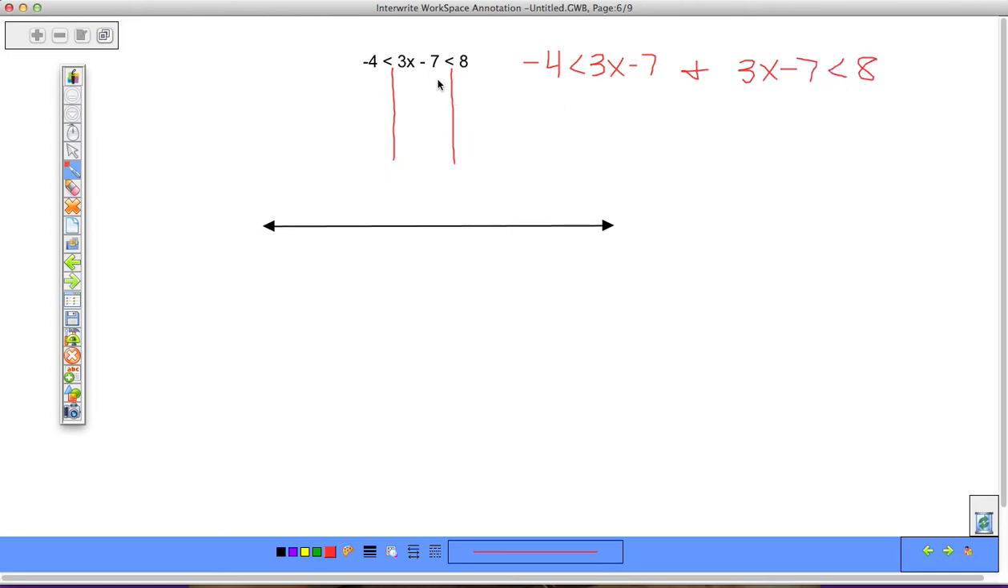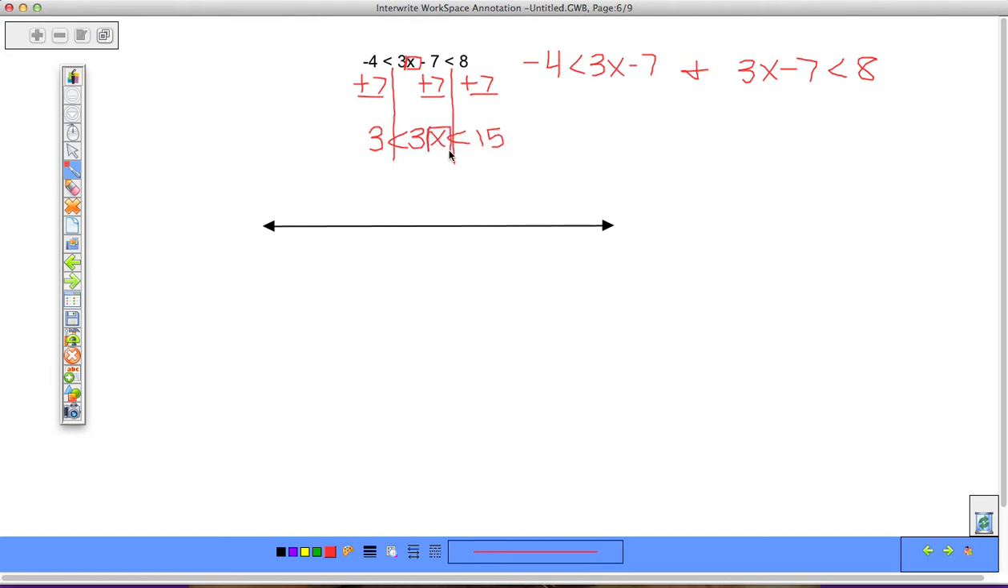But if you're going to do it with two algebra walls, then whatever you do in the middle has to happen to all three sides. We're going to cancel out that negative 7 first because I want x by itself. So I'm going to add 7 to all three sides. Negative 4 plus 7 is positive 3. I have 3x in the middle, and I have 15 on the outside.